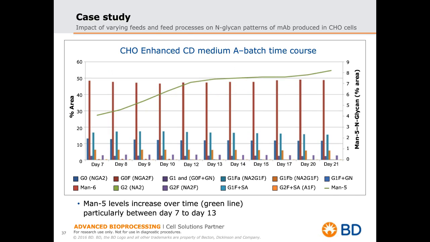So here we have the N-glycan distribution of the enhanced media condition during the batch time course. Again, the levels of MAN5 are represented by a green line on a secondary y-axis. The levels of MAN5 increase over the duration of the time course, particularly between day 7 and day 13, from approximately 4% to around 7%. From day 14 to day 20, the levels appear to plateau before rising again slightly to 8%.